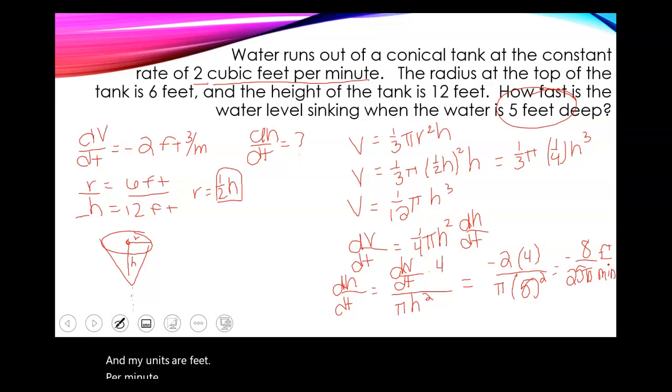So if I had to put that into words, I would say that when the water level is 5 feet deep, the water level is changing at a rate of negative 8 over 25 pi feet per minute. So again, can you put into words what is happening?